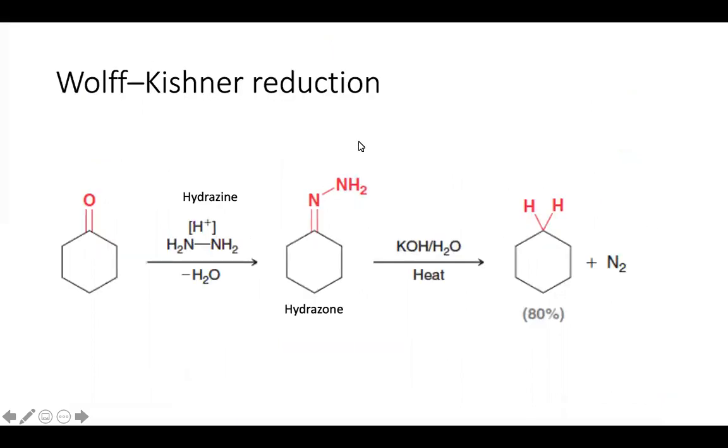So I want to point out this Wolff-Kishner reduction. As just now, ketones, we can actually react with hydrazine to form hydrazone. And we can actually reduce it to alkanes by introduction of potassium hydroxide with heat.